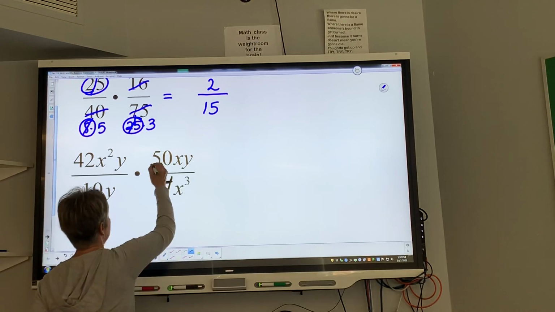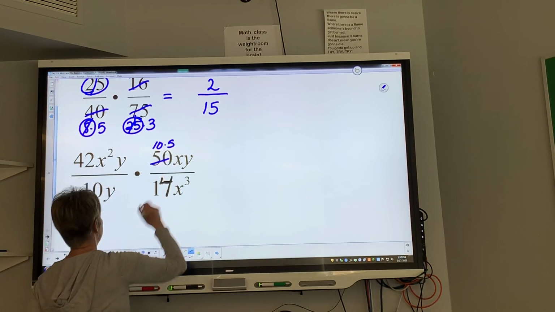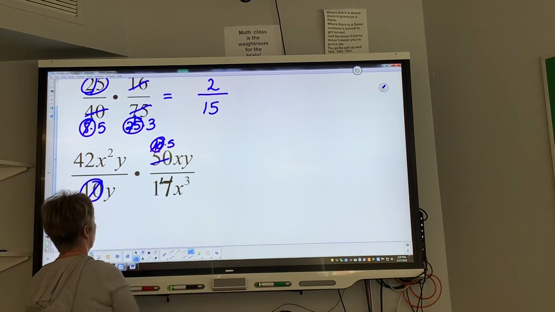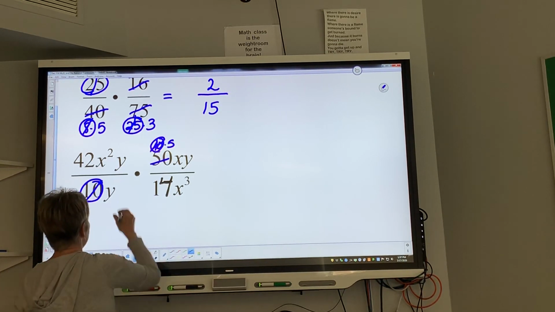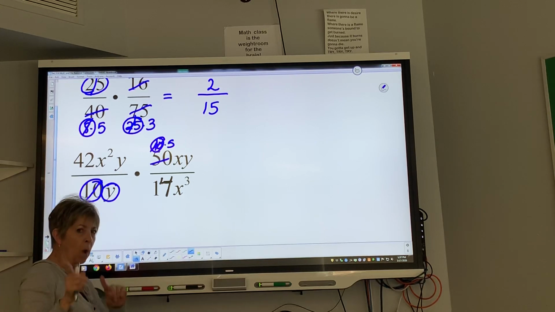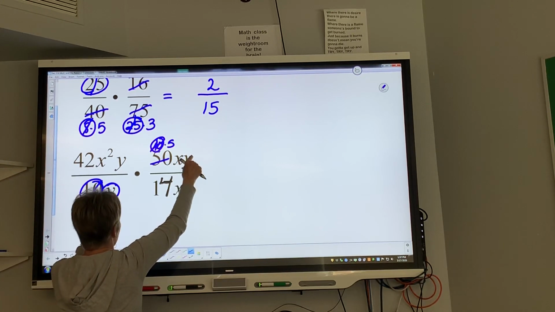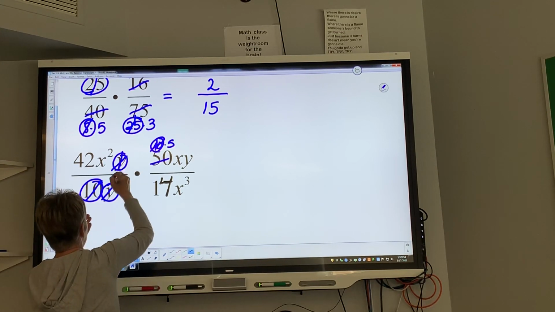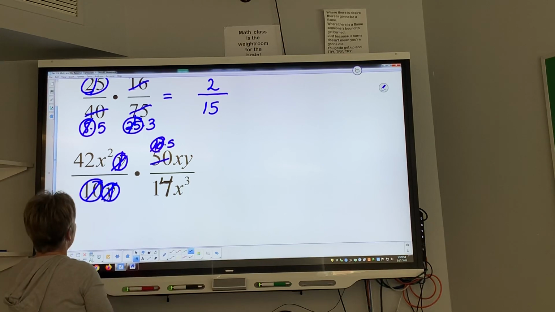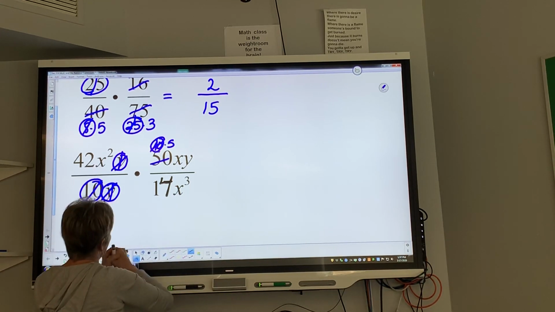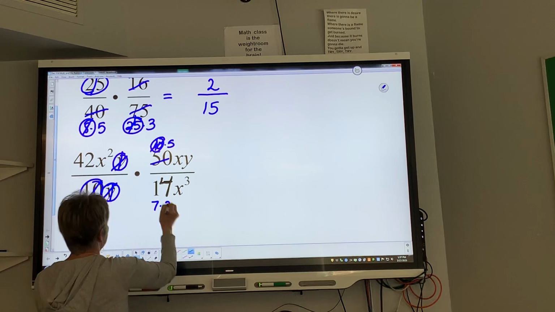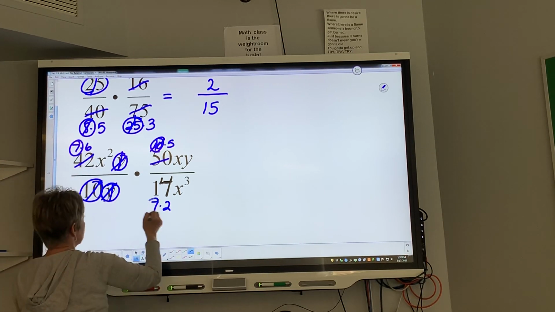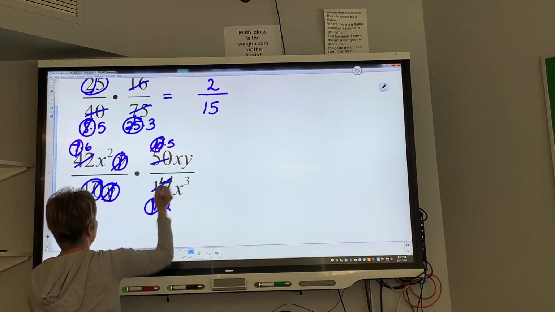So I can recognize that this is 10 times 5, and I can take that 10 and that 10 and create a 1. I can take this y, now watch, I can either pair it with this one or this one. It doesn't matter. It doesn't have to be on a diagonal, okay? And then I wanted this to be 14 because that's 7 times 2. This is 7 times 6. The 7s can pair up and become a 1.